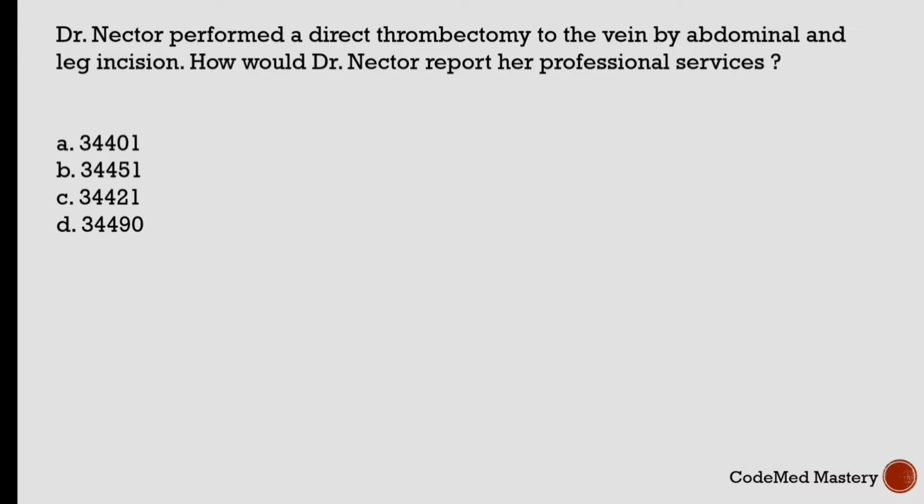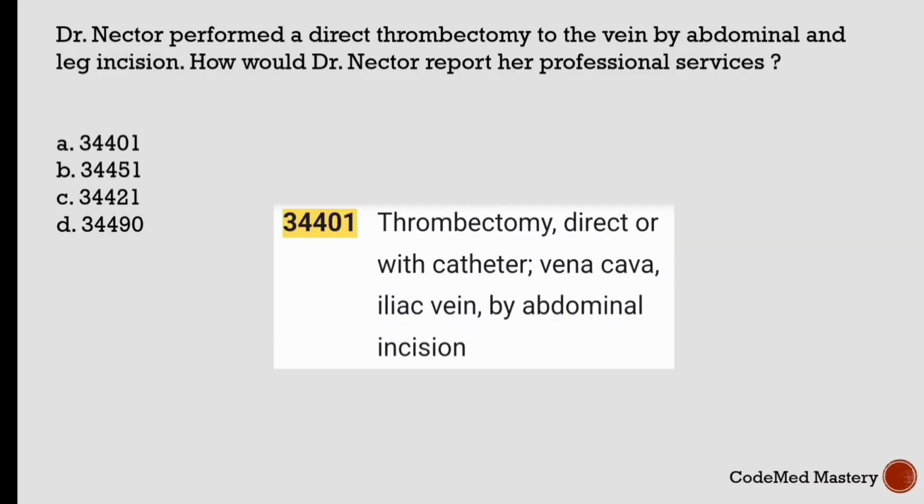Read the question. Dr. Nectar performed a direct thrombectomy to the vein by abdominal and leg incision. How would Dr. Nectar report her professional services? Check option A, 34401. 34401 is for thrombectomy, vena cava iliac by abdominal incision. But in our question, they have mentioned abdominal and leg incision, that is direct thrombectomy to the vein. But 34401 is for iliac vein by abdominal incision. We have to search for a code which has leg incision also, right? So we cannot code 34401. We'll eliminate it.